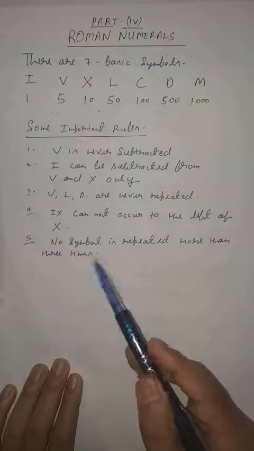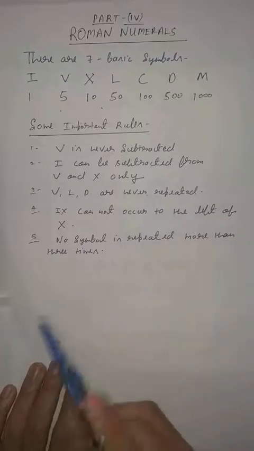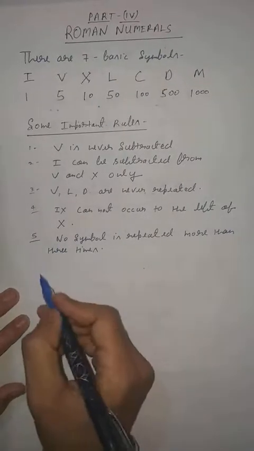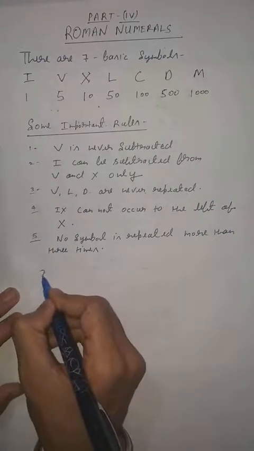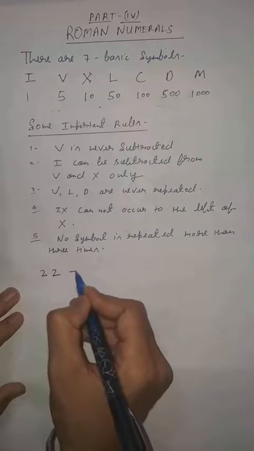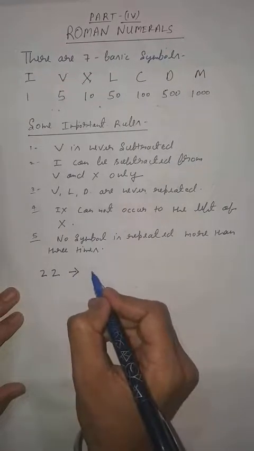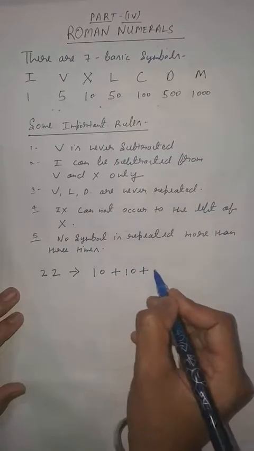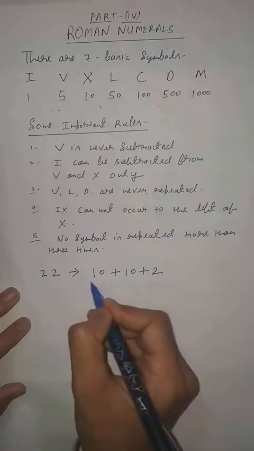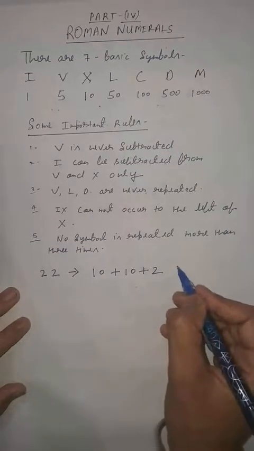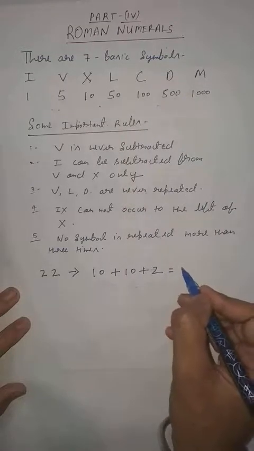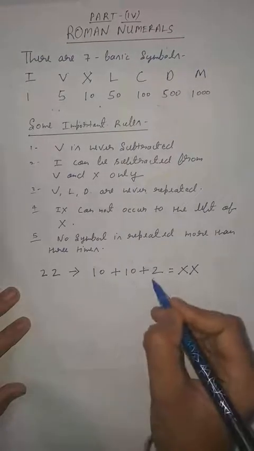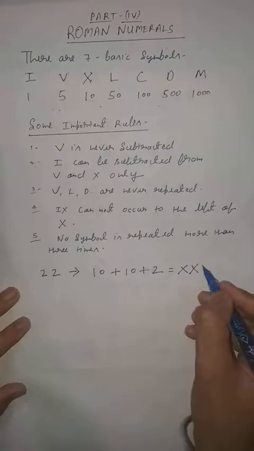Now first I will teach you how to form a number with the help of Roman numerals. If you have to write down 22, how will you write it? You know that 22 is the combination of 10 plus 10 plus 2. So for 10, what will you write? For 10, you will write X. Again there is a 10, so you will write X. Next is 2, so you will write I two times.